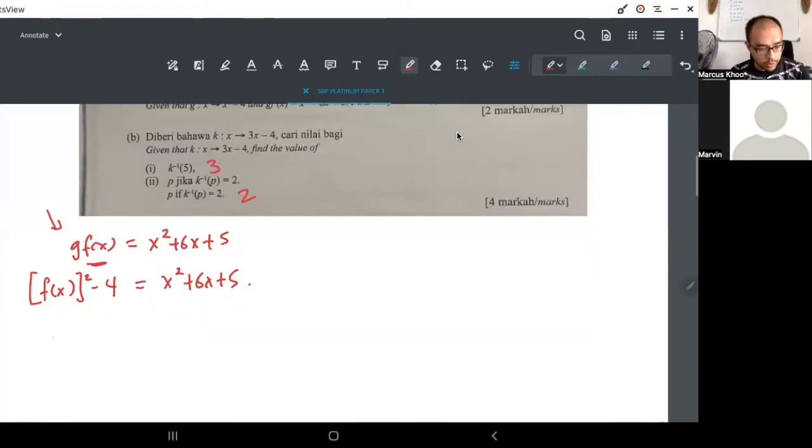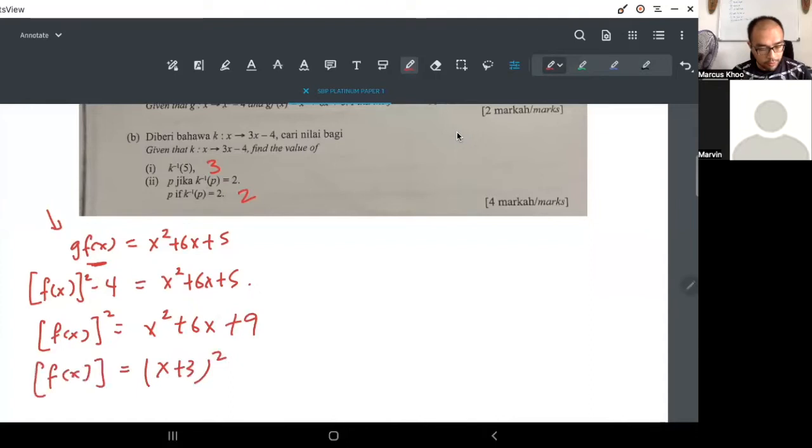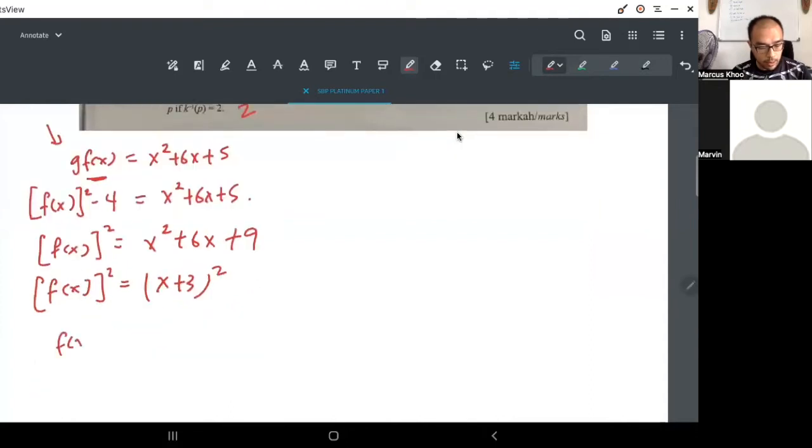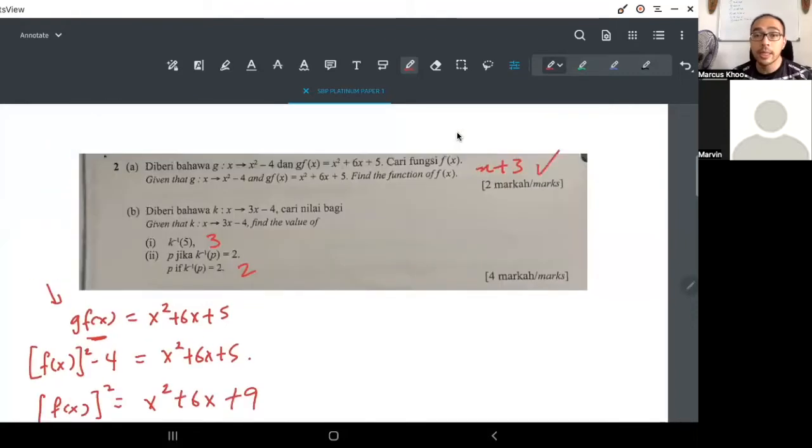Okay, so you get this one, f(x) the whole thing squared will be equals to x squared plus 6x plus 9, okay, which will be actually x plus 3 squared. Okay, so kalau begitu, f(x) akan jadi x plus 3. Okay, which is this answer lah. So this is ini yang lebih senang lah.